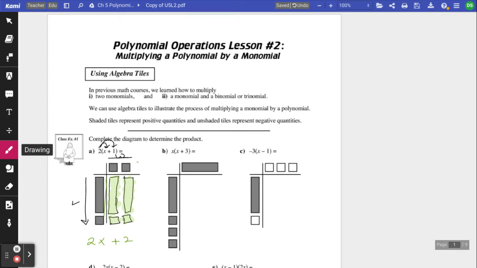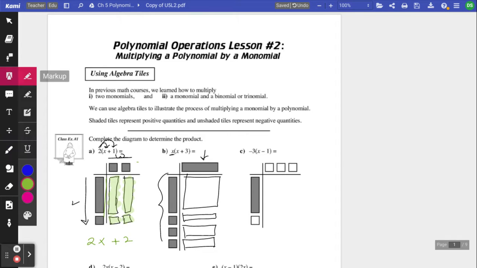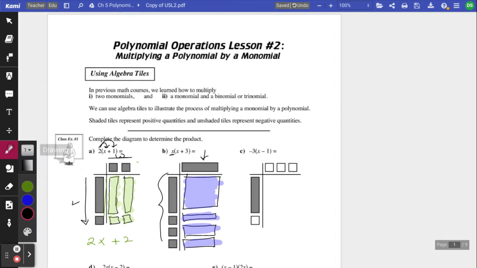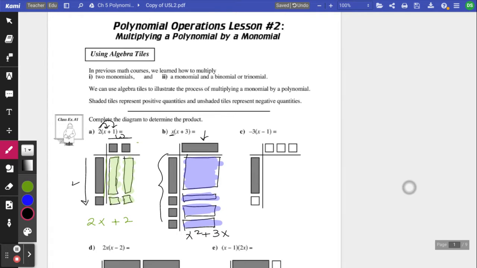Here's one. Ready? X here, there it is, times x plus 3. There they are. So we just fill this in. Make sure you fill in the entire box. So we go the length of 1, the length of x. There we go. And then if we were to shade that in, this would be a positive x squared, positive x, positive x, positive x. So we have x squared plus 3 x's. Hopefully this is coming back to you.